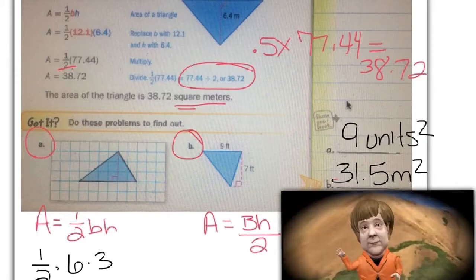Problem A, you should have gotten base of 6 and height of 3. 6 times 3 is 18, and half of 18 is 9. For B, you should have had base times height divided by 2. So 9 times 7 is 62 over 2. 62 divided by 2 is 31.5. Don't forget your units are always squared. Go ahead and go to your next page as soon as you've finished.